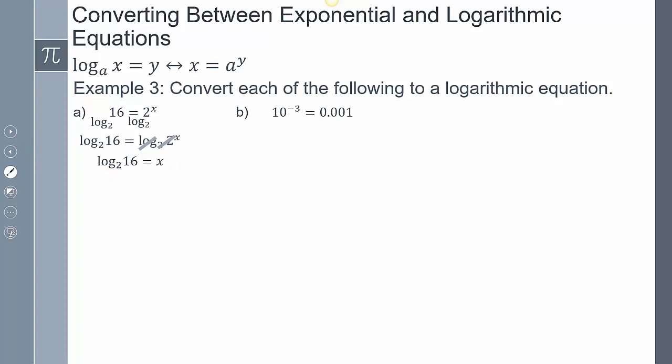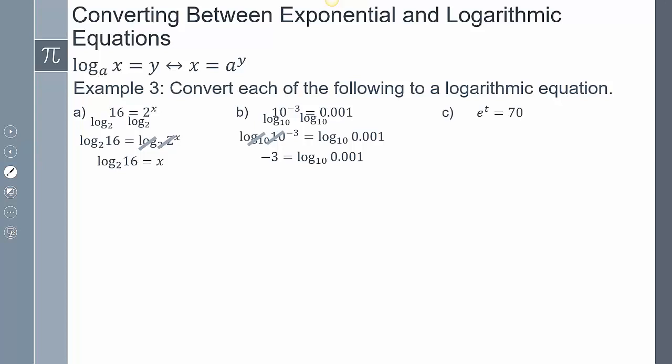If I had 10 to the negative third equals 0.001, this is an exponential form right now. I need to get rid of that base 10, so I can take log base 10 to both sides, which is the inverse. Rewriting it, the log base 10 and the 10 are going to cancel out, and so I'm going to get negative 3 equals log base 10 of 0.001. And that is my logarithmic equation.